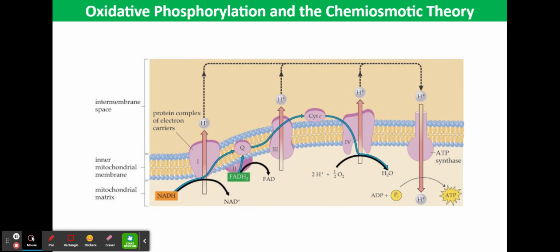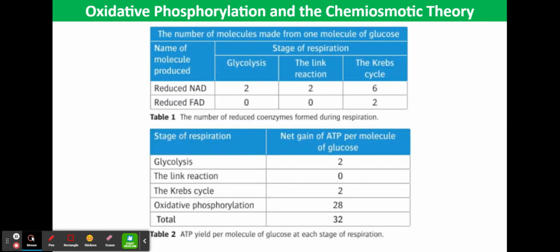So how much ATP is made during oxidative phosphorylation? Table 1 at the top of the slide in front of you shows the number of reduced coenzymes formed during respiration. The reduced coenzymes provide both protons and electrons to the electron transport chain.